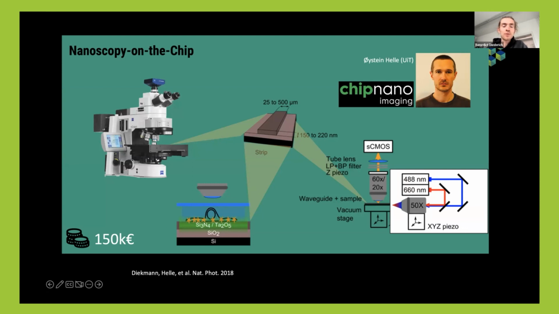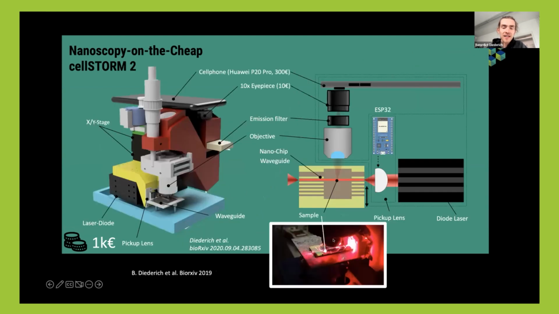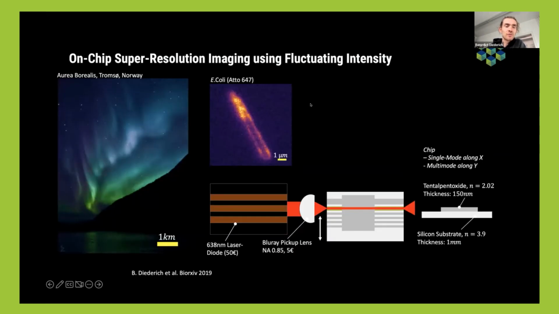And you can use it as a waveguide, where you then have a laser coupling into these little waveguides here. Also with an optical pickup unit you can get from your PlayStation, that can actually really nicely couple into single mode fibers for just €5. And then you excite whatever cell or fluorescent organism is sitting on top of this chip here. You image that with a very simple microscope, and then you can do super resolution imaging.